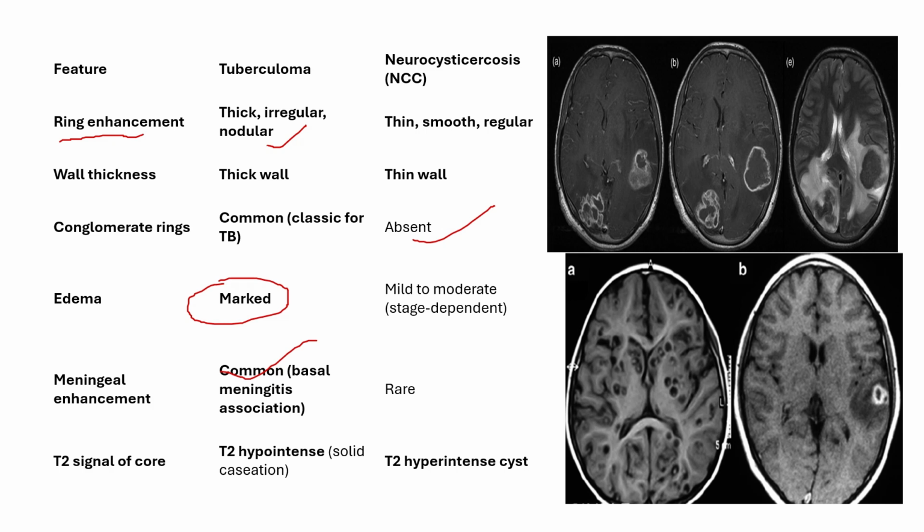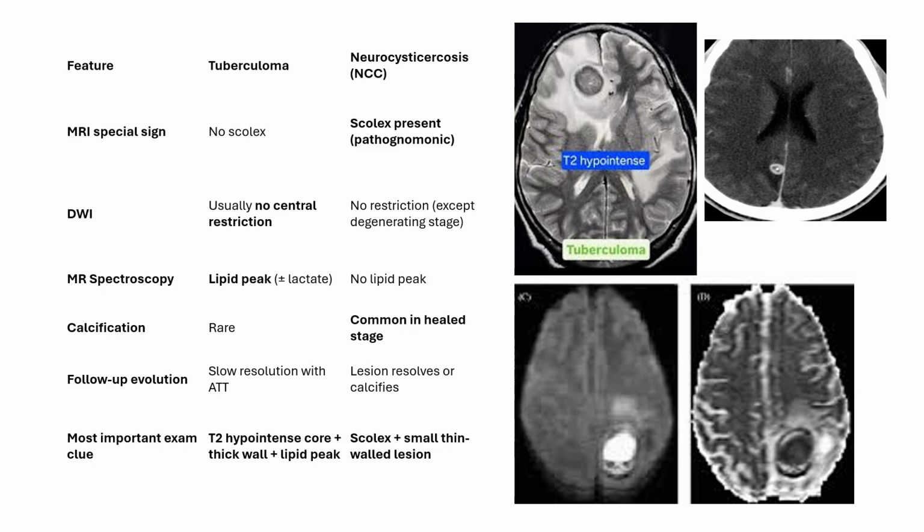And T2 signal of the core is a very important point for the tuberculoma. It is hypointense due to the solid caseation. So this is pathognomonic for tuberculoma, whereas it is hyperintense in NCC. The scolex is pathognomonic for NCC.